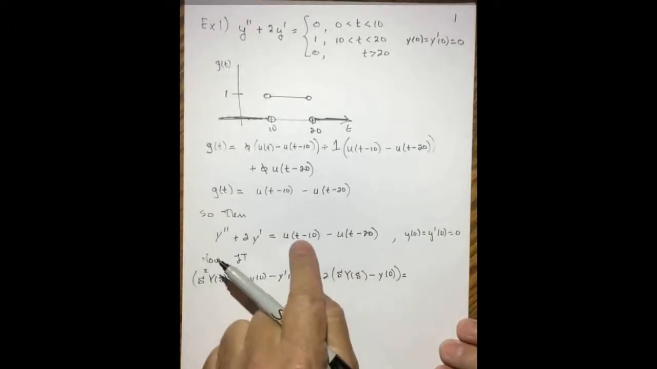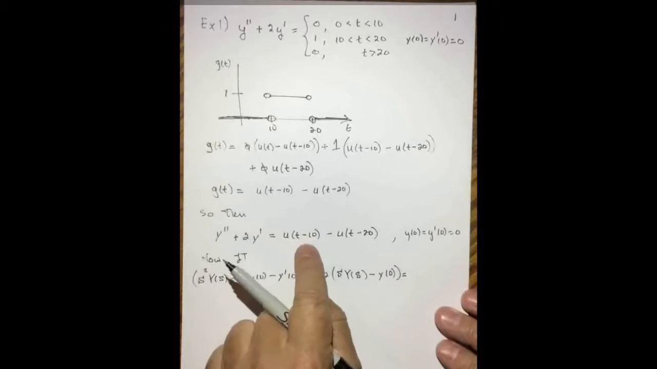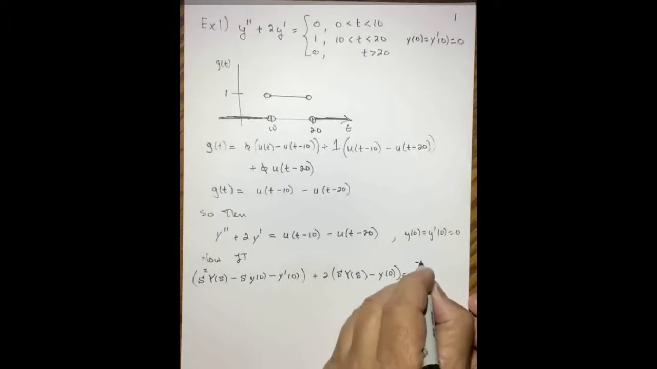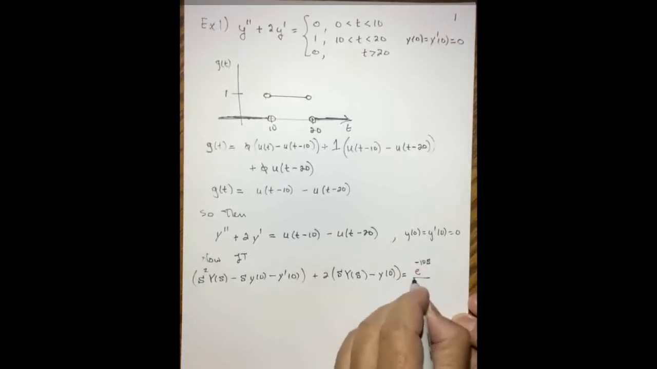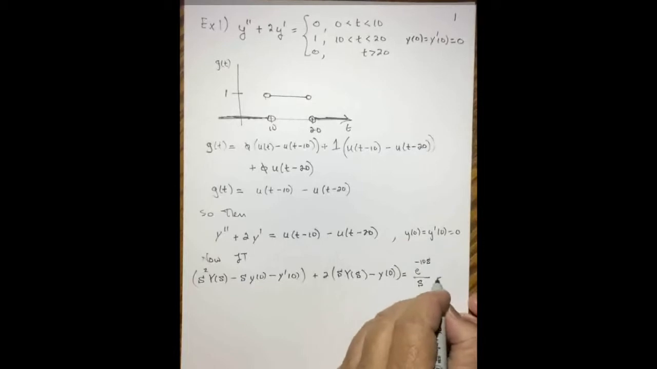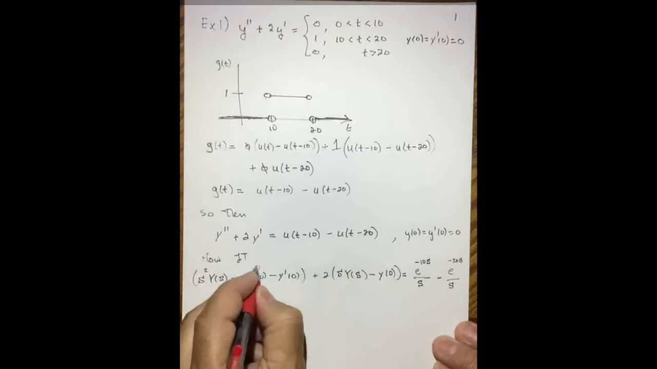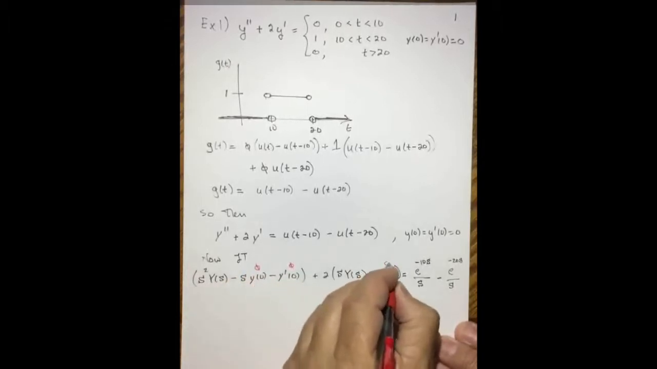Well, we have to take the transform of this. And using the theorem definition that I brought up earlier, the Laplace transform of this is going to be e to the minus 10s over s minus then the Laplace transform of this term is going to be e to the minus 20s over s. Now, putting in what we're given that this is 0, this is 0, this is 0.